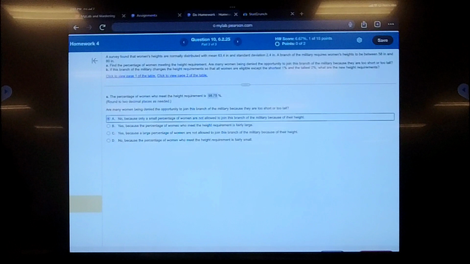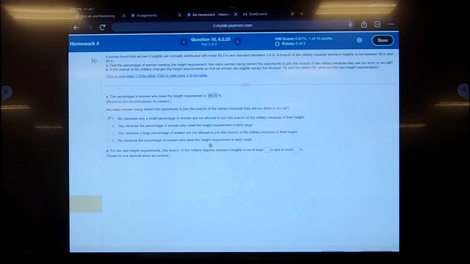All right. Part B. Part B is where it gets confusing. If we exclude 1% of the shortest people and 2% of the tallest people, then what would the height requirements be?